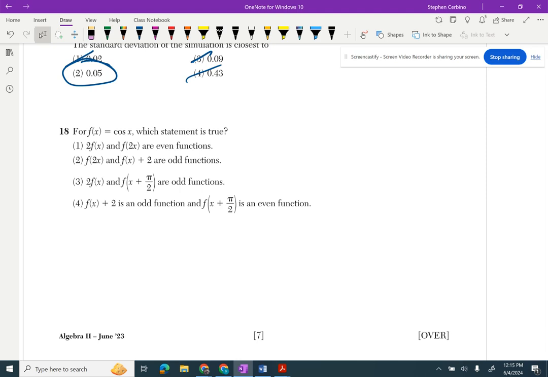All right, so for number 18, we need to determine whether or not something is odd or even. Quick review of that concept. Even functions have line symmetry over the y-axis. Odd functions have point symmetry about the origin.